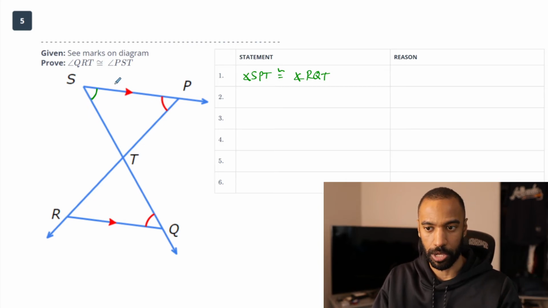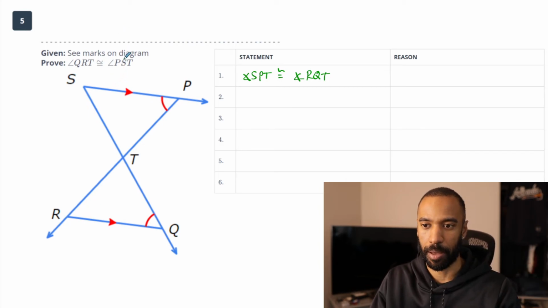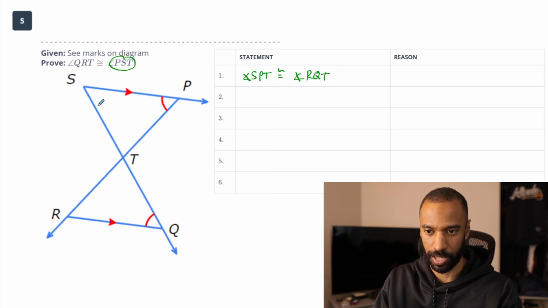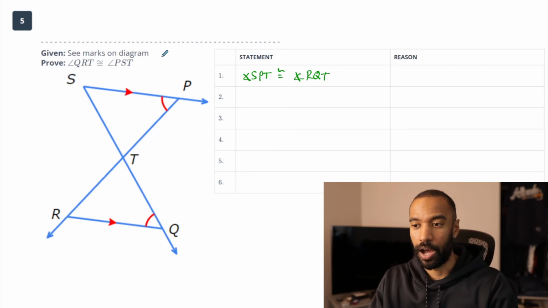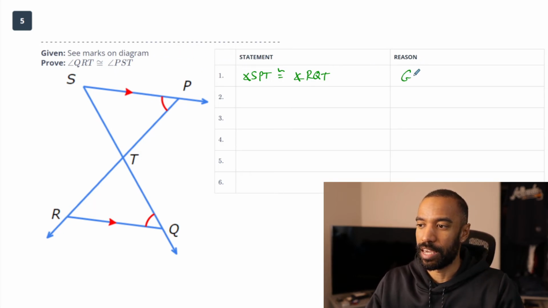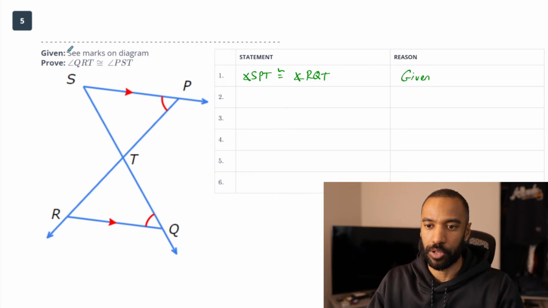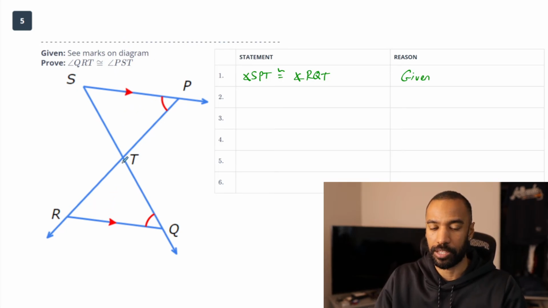The only angle here that I can call by a single letter is this angle S. So if I ever do, you might see me put that. Actually, I probably won't, because you can see here that says PST. So we'll just go ahead and call it PST whenever we can. Okay, so that is a given. It's given based on the markings. Even though it's not told, it is given based on the markings.